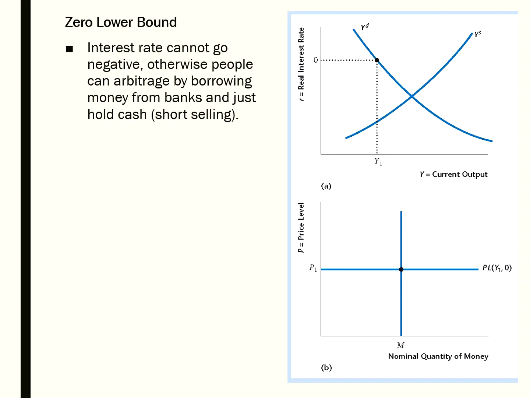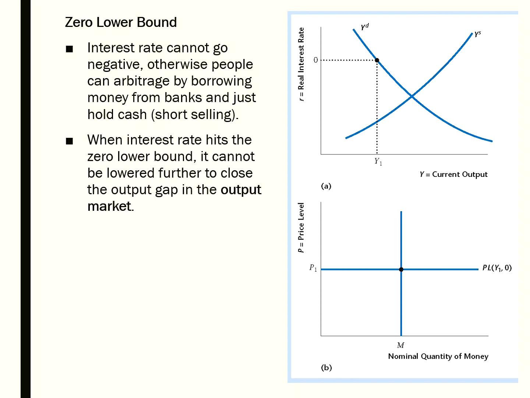Now let's look at the consequences of the zero lower bound in the formal model. As we know, the interest rate cannot go negative because of the arbitrage opportunity opened by a negative interest rate, because people can simply borrow money from banks and then hold cash. This is effectively short selling. When the interest rate hits the zero lower bound, it cannot be lowered further to close the output gap in the output market. As shown on the top of the diagram, if the zero lower bound is hit, then there will be excess supply in the output market.